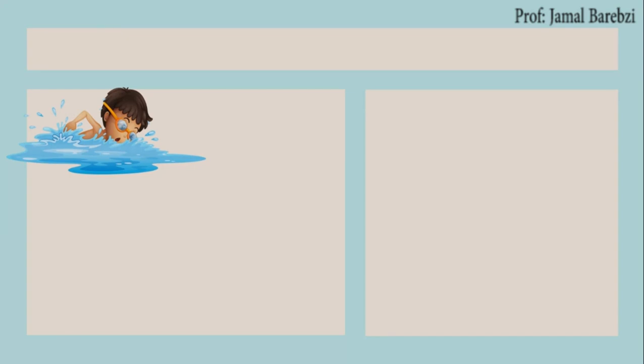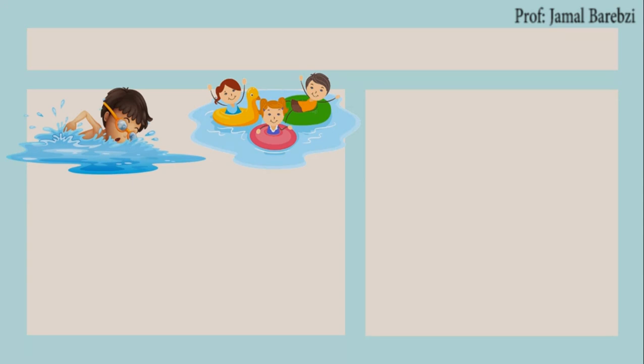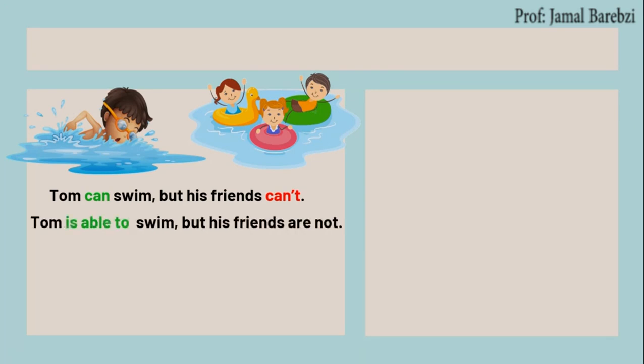You see this kid? Is he good at swimming? Yes, he is good. What about his friends? They are not good at swimming. Great. So, we say, Tom can swim, but his friends can't. We can also say, Tom is able to swim, but his friends are not.